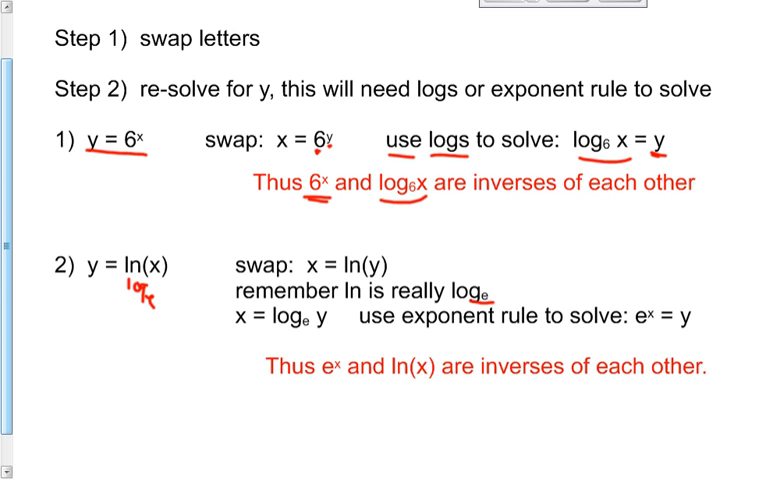What I then have is x equals log base e of y, and I can now change that from log form into exponent form. Your base is e, so it becomes e raised to the x equals y. We now have y by itself, so this is your inverse equation. Y equals e to the x. So natural log of x and e to the x are the inverse equations of each other.